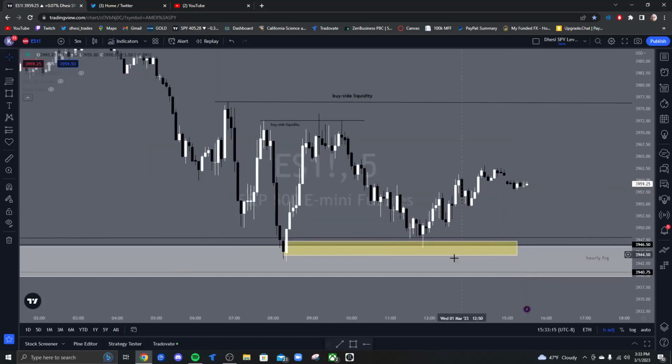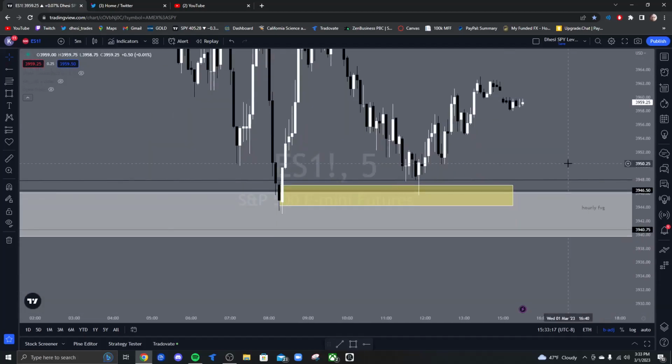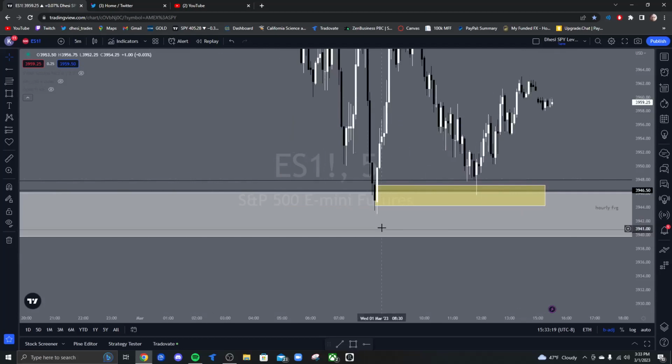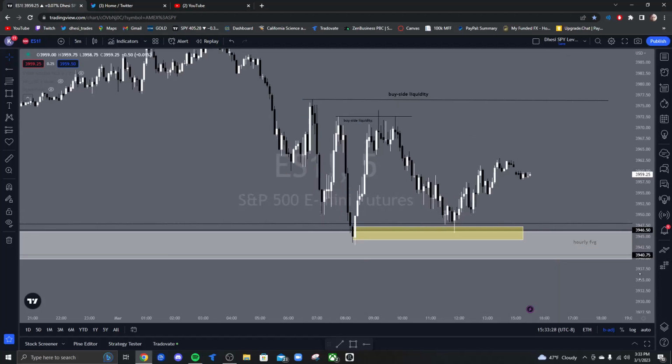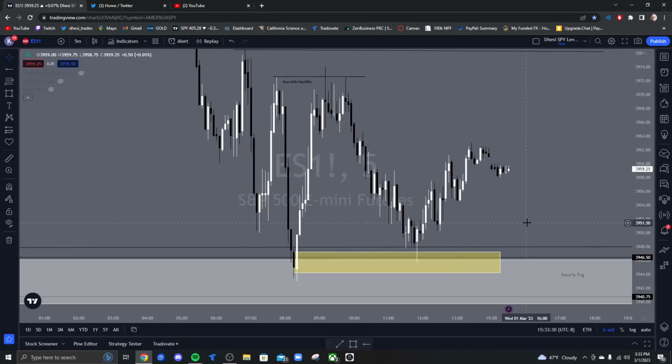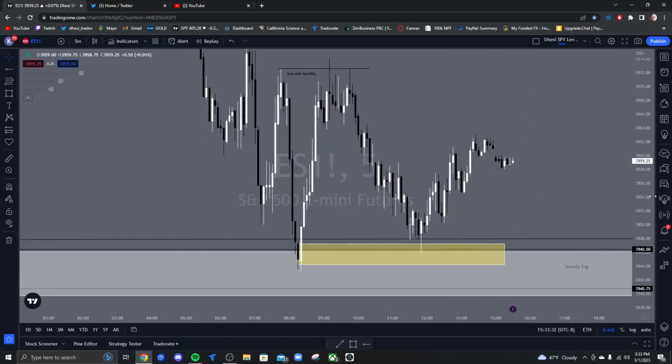You guys can see we have an hourly fair value gap here. We purged the hourly sell side liquidity, and we have an order block, and we're looking to take out this buy side liquidity here still. So that's three pieces of confluence using smart money, which gives me a very bullish bias going into the power hour and the last hour of the day.